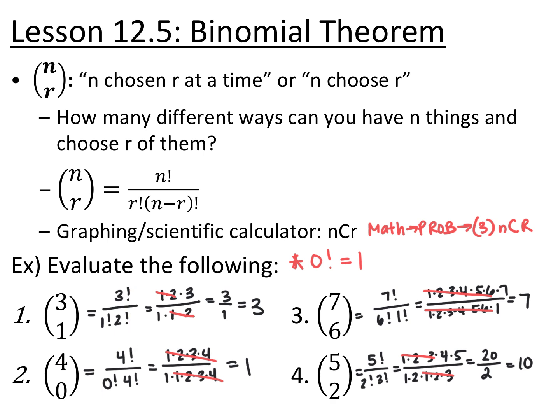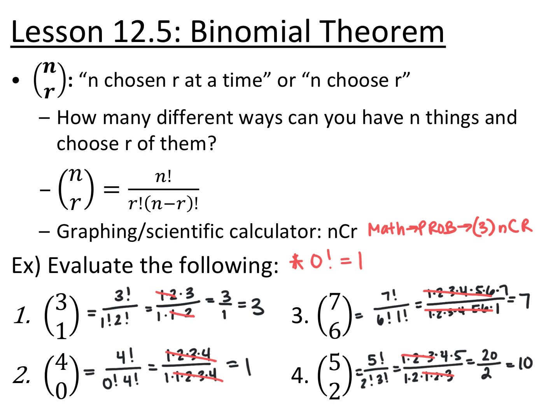So I have 3 factorial divided by 1 factorial times 3 minus 1, which is 2 factorial. So the top is 1 times 2 times 3. 1 factorial is just 1. 2 factorial is 1 times 2. So the 1 times 2 cancel. We end up with 3 over 1, which is just 3.